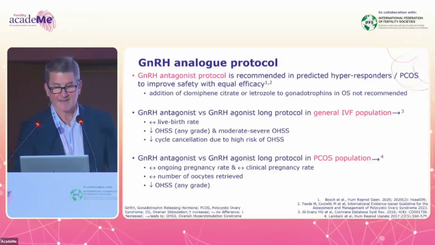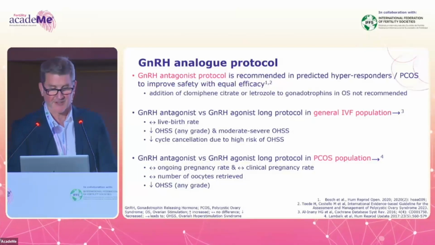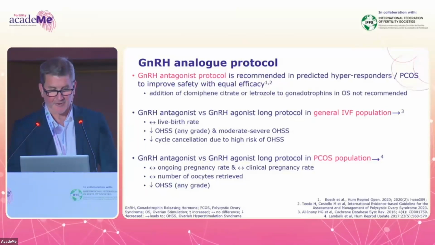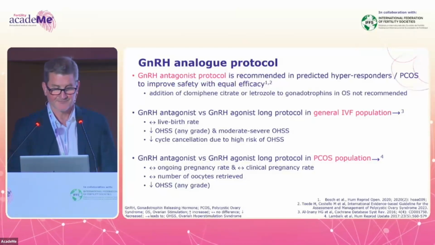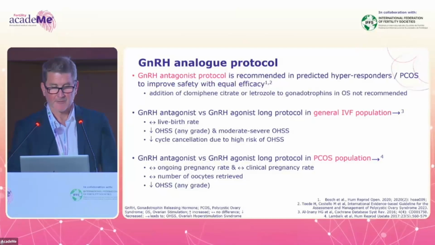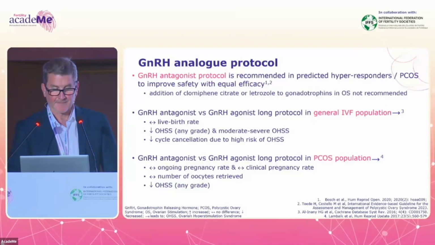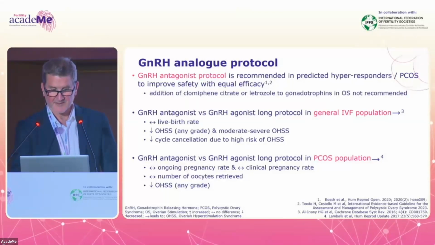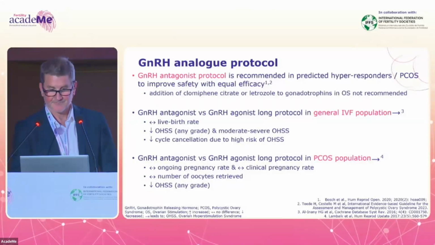When we look at antagonist versus agonist long protocol in the general IVF population, there is no evidence of a difference in live birth rate, but there is a reduction in OHSS and a reduction in cycle cancellation due to high risk of OHSS. When we look at the same comparison in the PCOS population, there's no evidence of a difference in pregnancy rates or eggs collected, but again, a reduction in OHSS. So we can see the antagonist protocol is recommended.